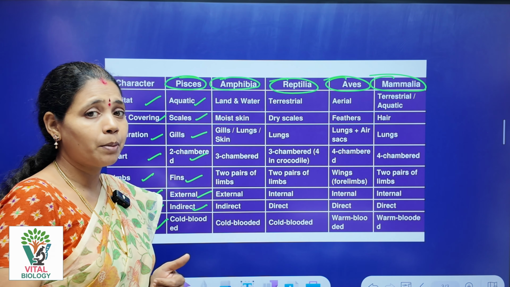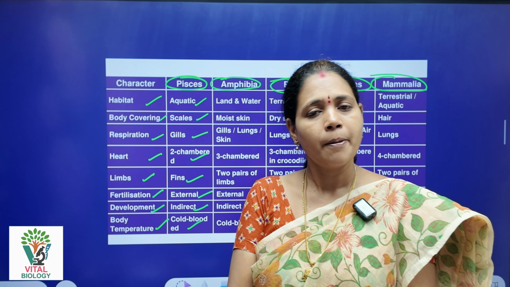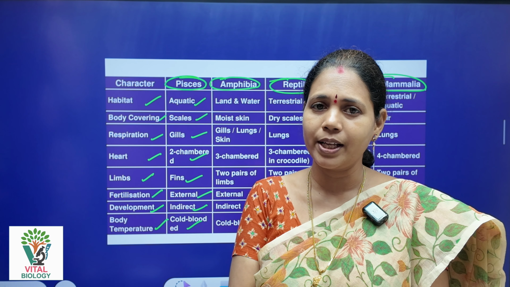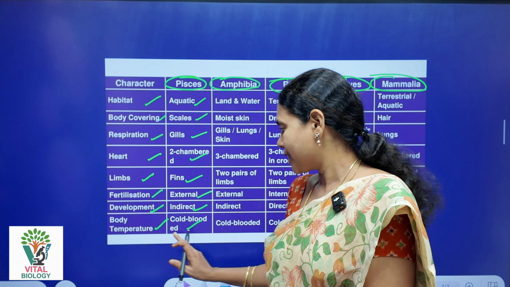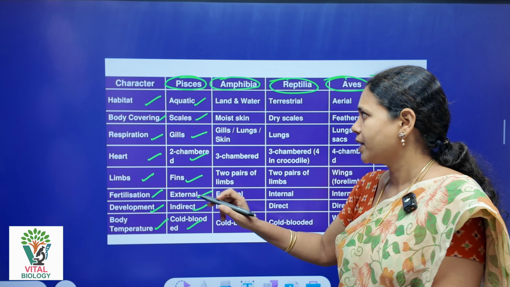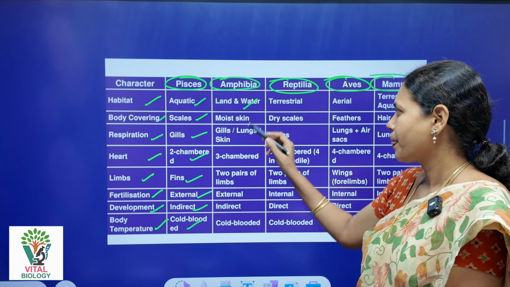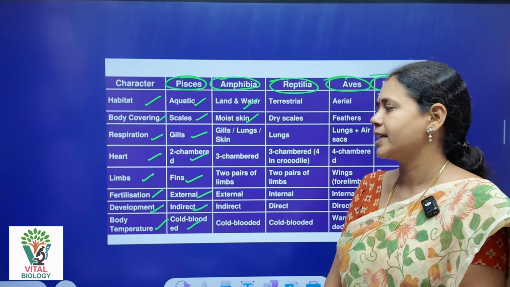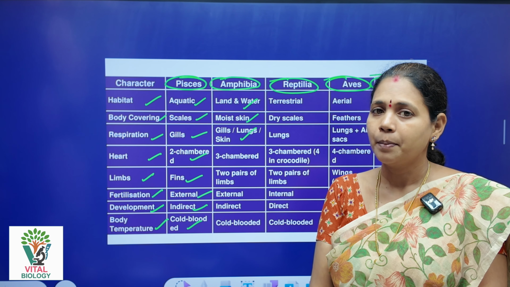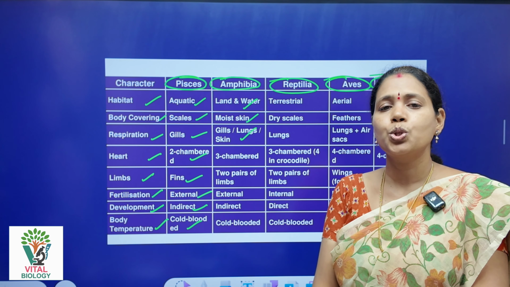According to body temperature, these organisms are called cold-blooded animals. Cold-blooded means they change their body temperature according to the external environment, so they are called cold-blooded or poikilotherms. Going towards the amphibians, their habitat is both land and water, and the skin is moist. Respiration is through gills, branchial respiration, lungs, pulmonary respiration, and they even exhibit cutaneous respiration.